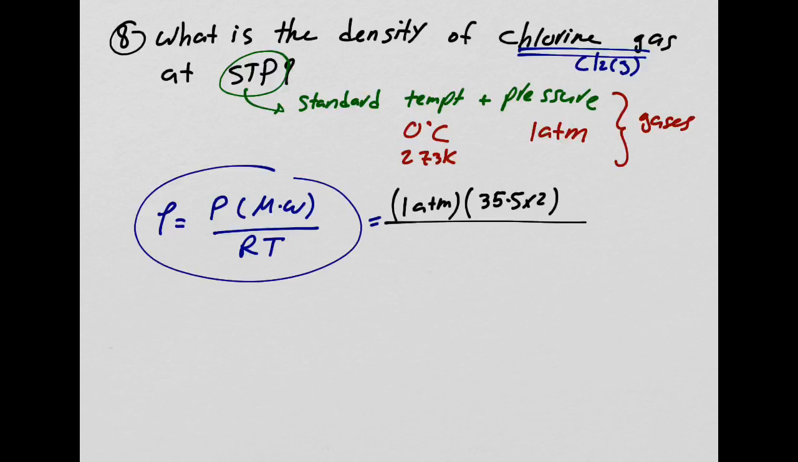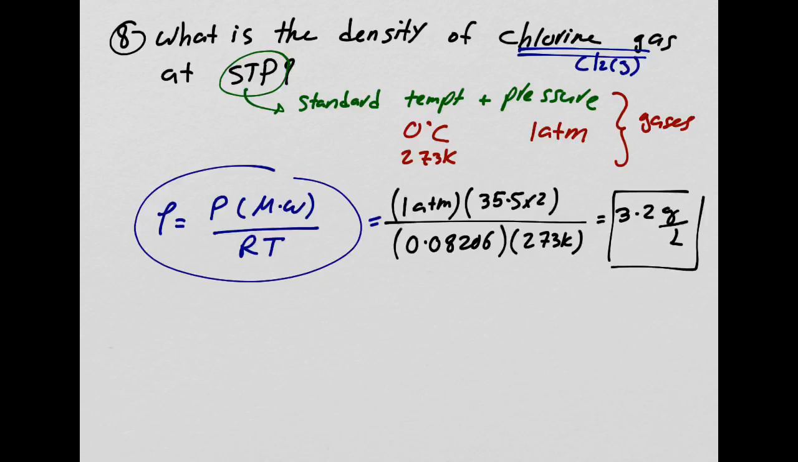What is R? 0.08206. And what is my T? 273 Kelvin. When I do everything else, you end up getting 3.2 grams per liter. That would be the density of chlorine gas. So make a note of this equation. This equation is for density of gases. And every time you have a density of gases, and density is basically mass over volume, if you rearrange PV = nRT, you would get this equation.